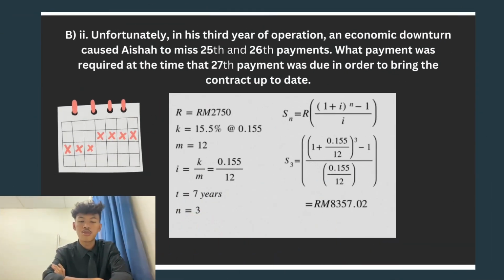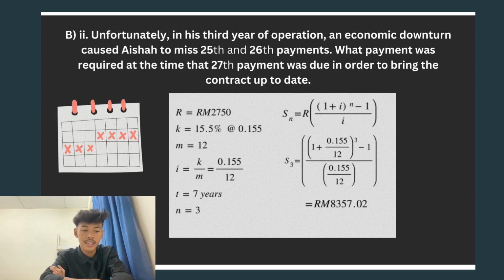So, next question. Unfortunately, in its third year of operation, an accident caused Saiful to miss the 25th and 26th payments. What payment was required at the time that the 27th payment was due in order to bring the contract up to date? So, for this question, we use the formula A equals R bracket 1 minus bracket 1 plus I bracket to the power minus N over I close bracket.